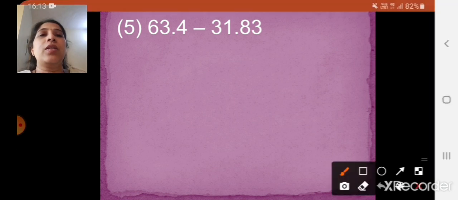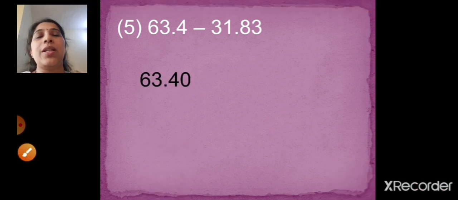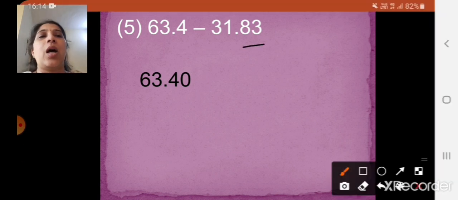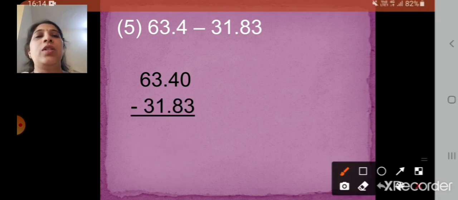Now what is the first number? 63.4, right? So that means after the decimal point which number is there? 4. So 4 will be in the tens place. So you will arrange 63.4. So I have put a 0 because in 31.83 here there are two numbers. Right? Now again here 0.83. So 8 will be in the tens place and 3 will be in the hundreds place. So minus 31.83.